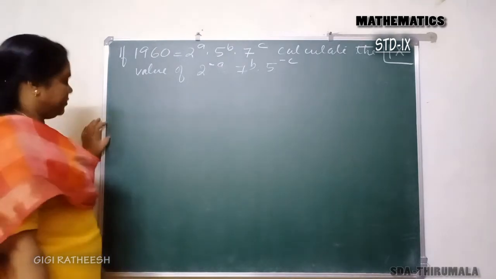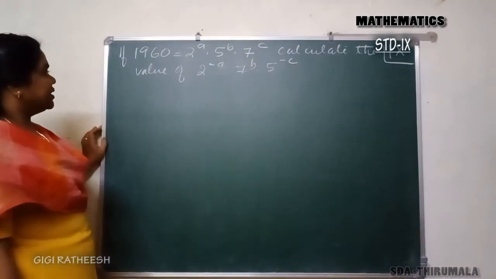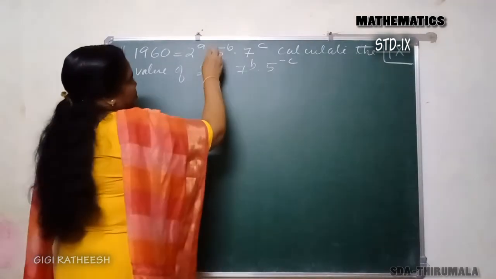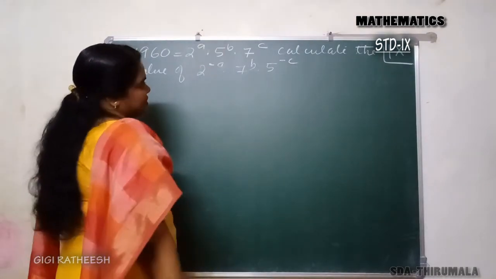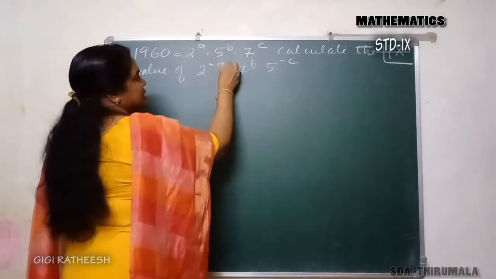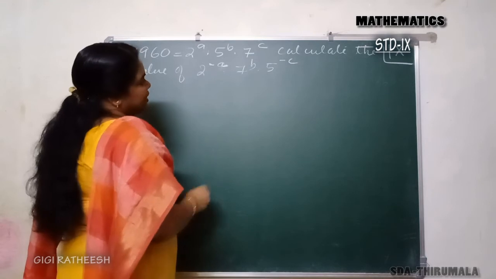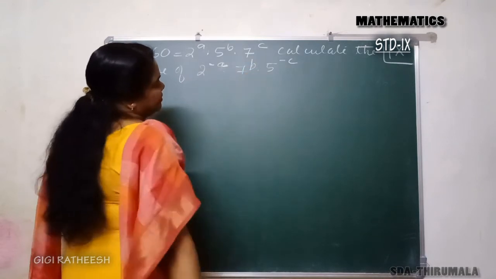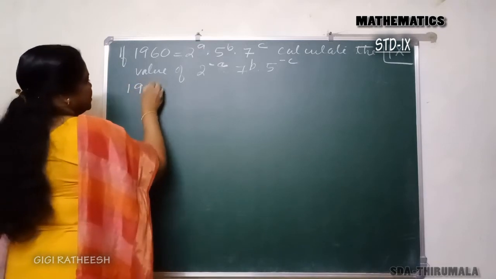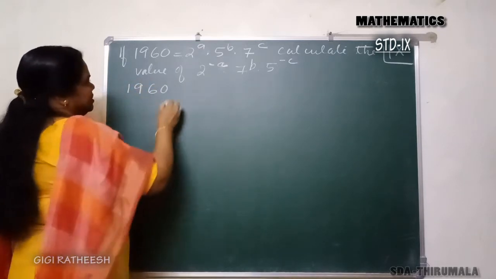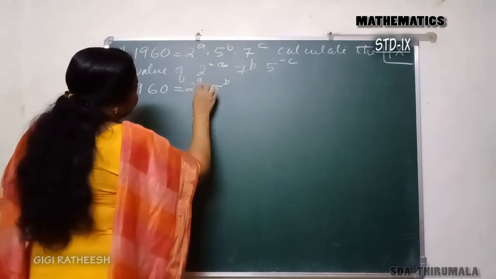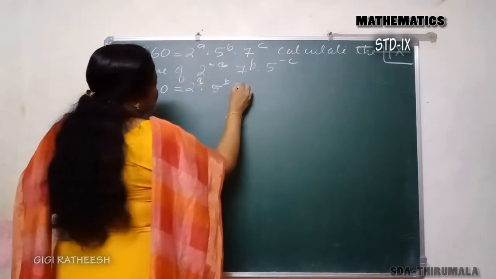Next question. If 1960 is equal to 2 raised to a into 5 raised to b into 7 raised to c, calculate the value of 2 raised to minus a, 7 raised to b, and 5 raised to minus c. That is, we know that 1960 is equal to 2 raised to a into 5 raised to b and 7 raised to c.